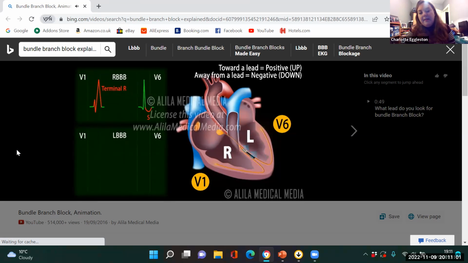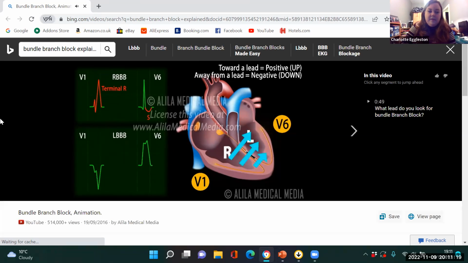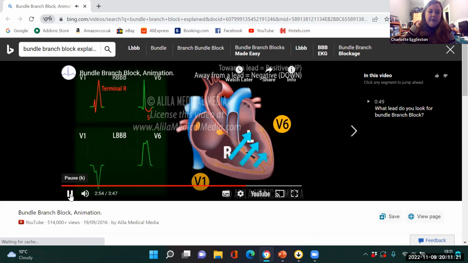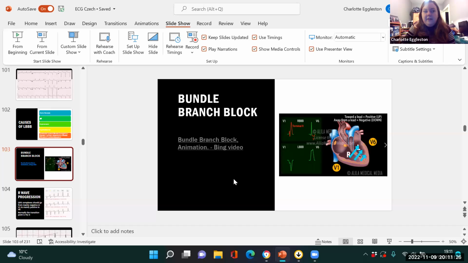And this time our septal depolarization is reversed. So we get a kind of opposite Q wave. And then it all goes to the right and then following to the left. So that's worth watching a few times, I think, to help you understand.